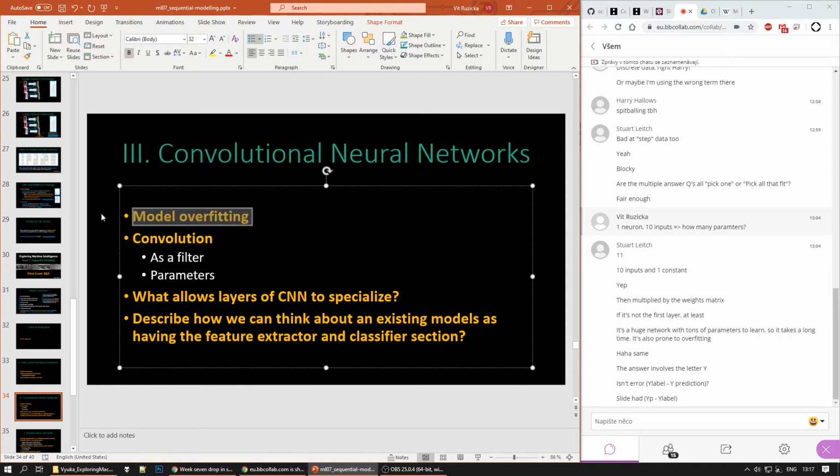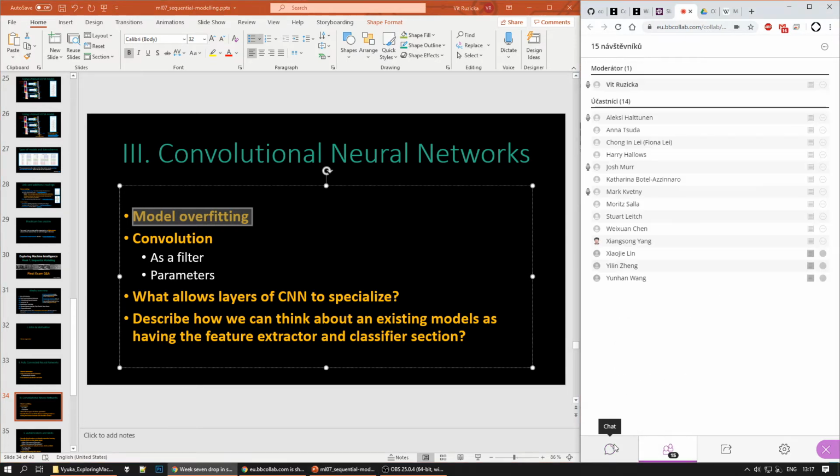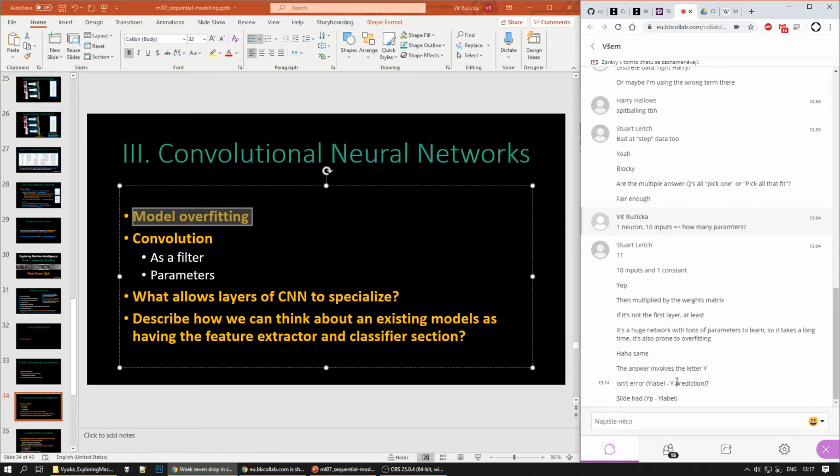Model overfitting is if the model is too attuned to the training data and doesn't generalize well to data that's beyond that. Awesome. Yeah, exactly. That's good.